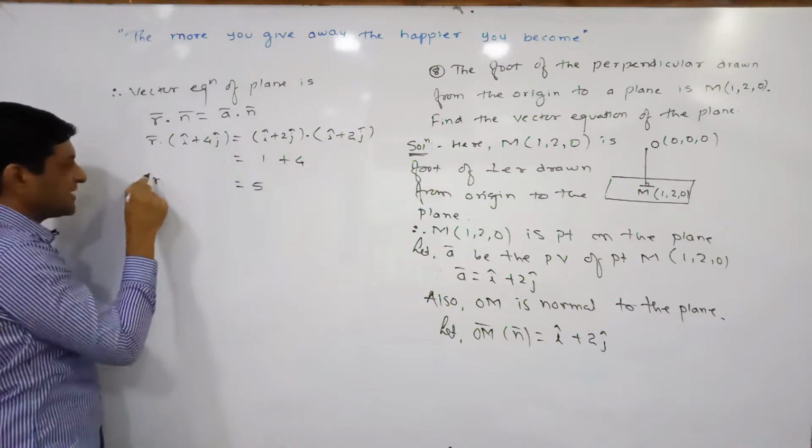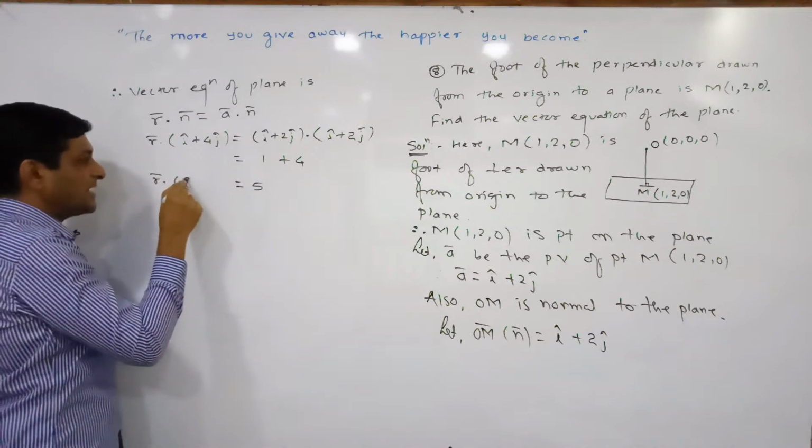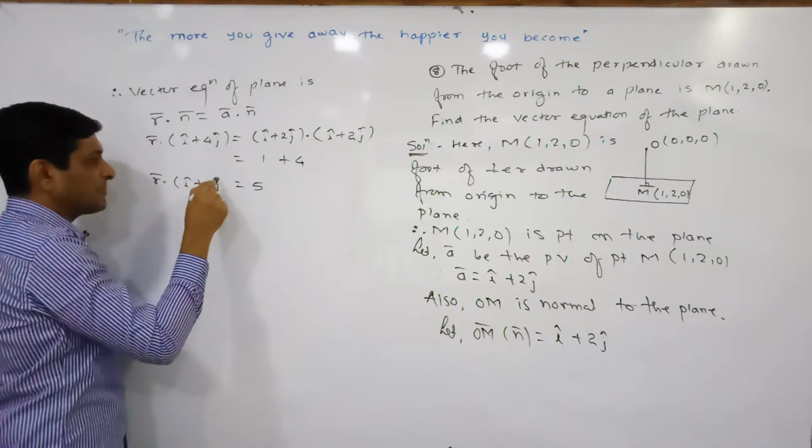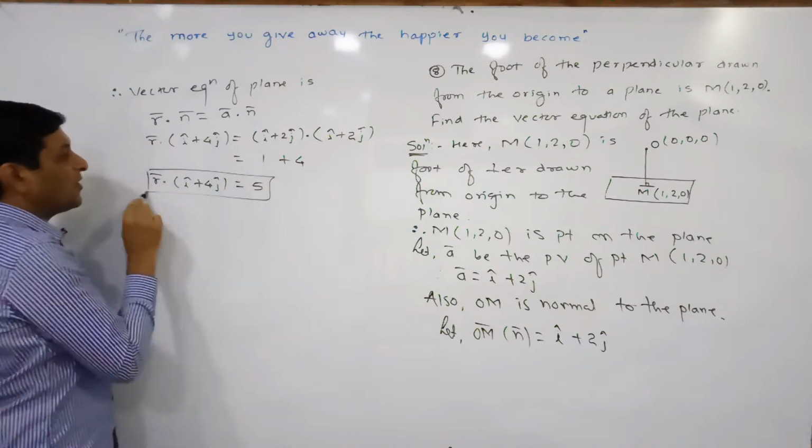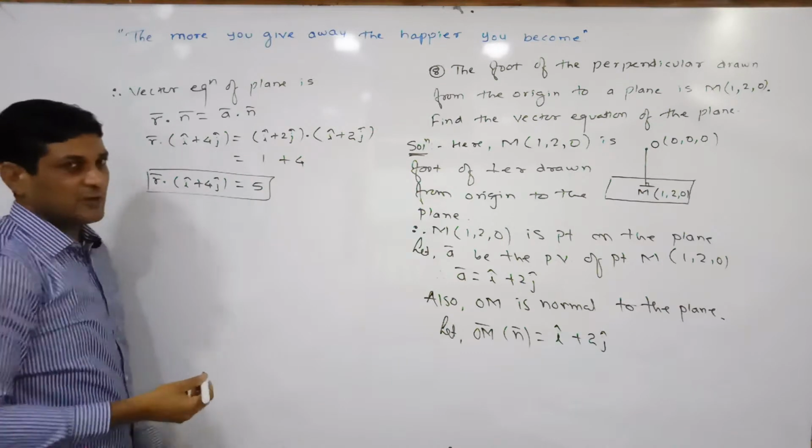Keep this left hand side as it is. r bar dot i cap plus 4j cap. In this way we have got our required vector equation of plane.